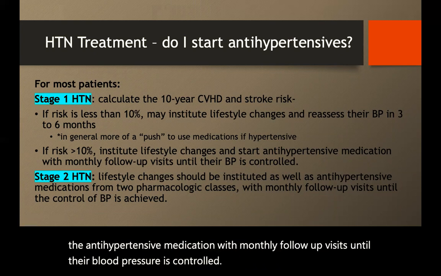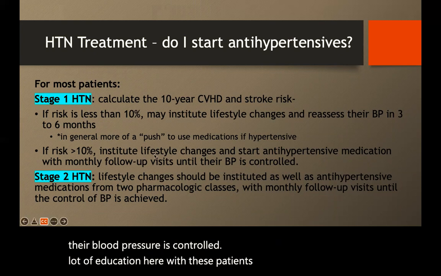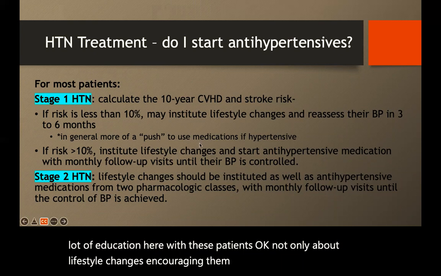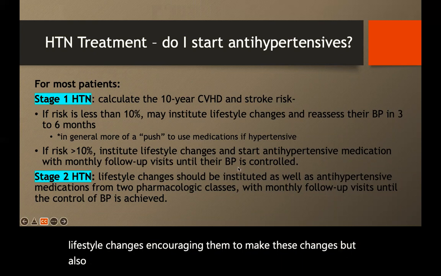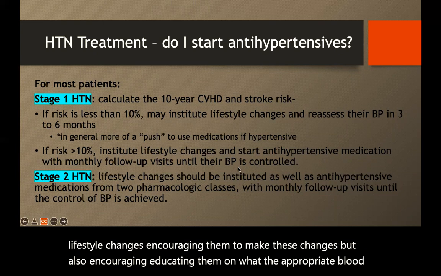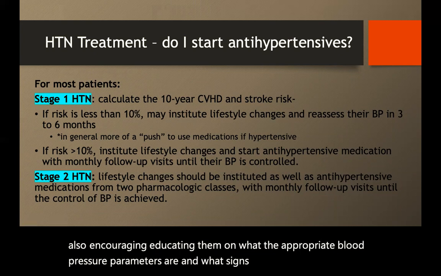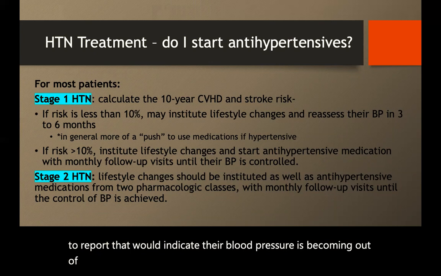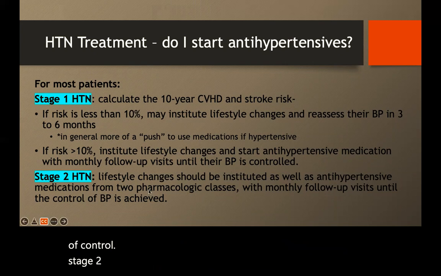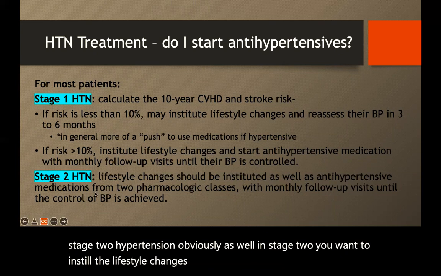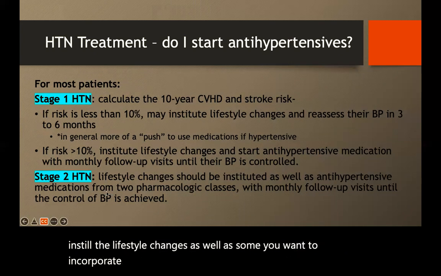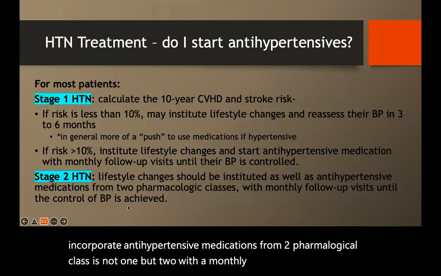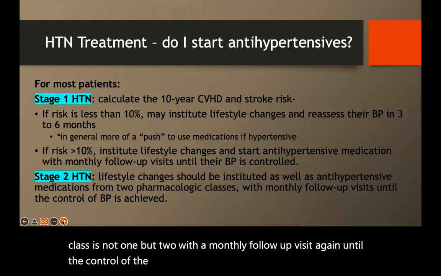A lot of education here with these patients, okay? Not only about lifestyle changes, encouraging them to make these changes, but also educating them on what the appropriate blood pressure parameters are and what signs and symptoms they need to report that would indicate their blood pressure is becoming out of control. Stage 2 hypertension, obviously, as well, in stage 2, you want to instill the lifestyle changes, as well as incorporate antihypertensive medications from 2 pharmacological classes, not 1, but 2, with a monthly follow-up visit, again, until the control of the blood pressure is achieved.